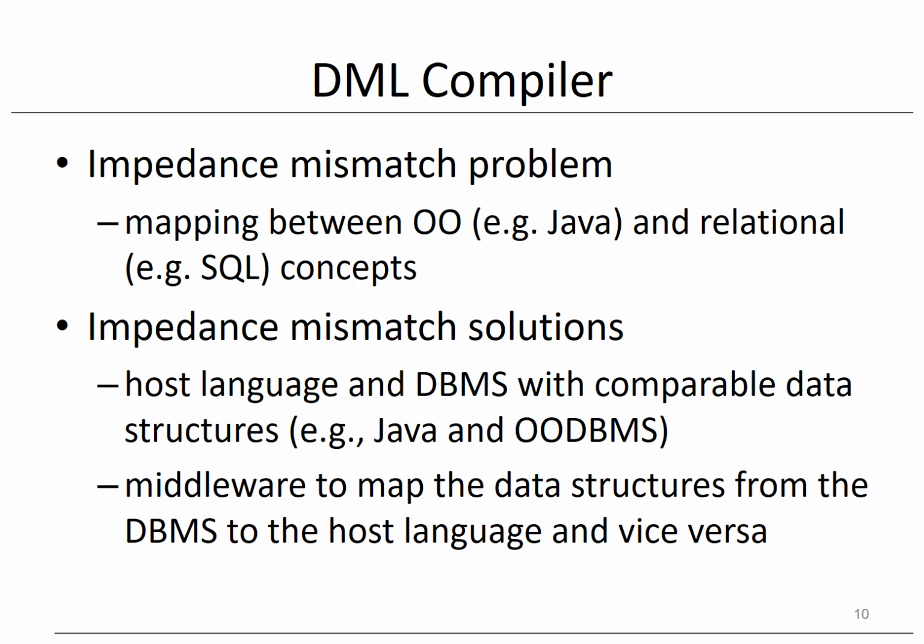It can be solved in various ways. First, we can choose a host language and DBMS with comparable data structures. In other words, we combine Java with an object-oriented DBMS which allows transparent retrieval and storage of data. As an alternative, we could also opt to use middleware to map the data structures from the DBMS to the host language and vice versa. Both options have their pros and cons.